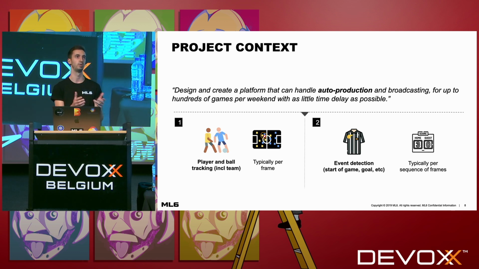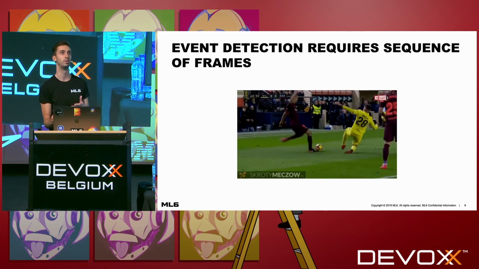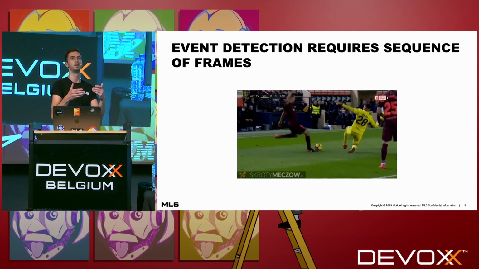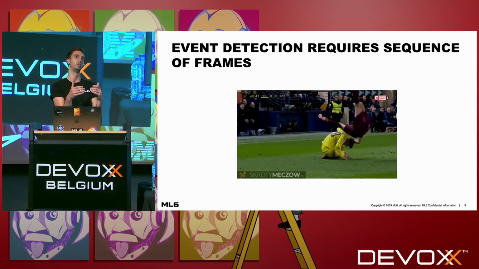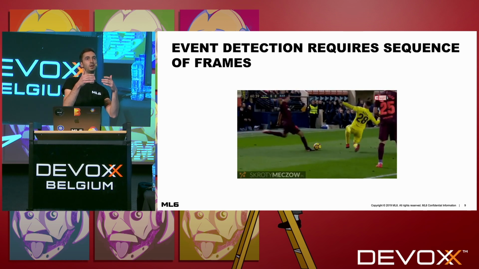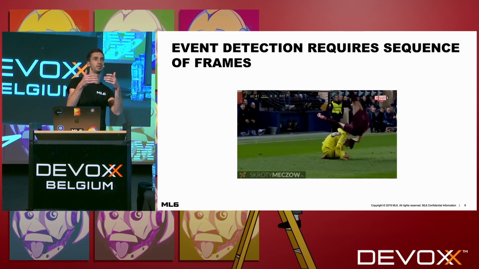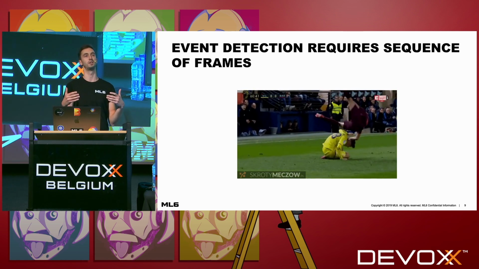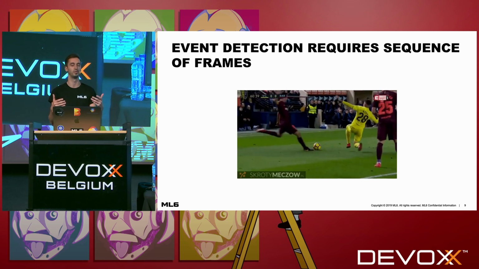Next to start of game, you have goal detection, but you also have fouls, free kicks, corner kicks, etc. But these are different in nature from the player and ball tracking because this is typically something you do on a sequence of frames. If you want to see who made a foul against whom, or who scored a goal, or you want to detect a goal, it's very hard to do it on a single frame. Even for a human being, just looking at a single frame and trying to detect if there's a goal, yes or no, sometimes it can be obvious, but providing a sequence of frames gives you more accuracy, it gives you more confidence.